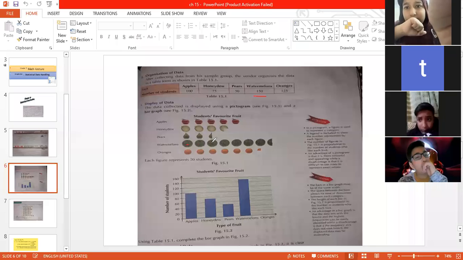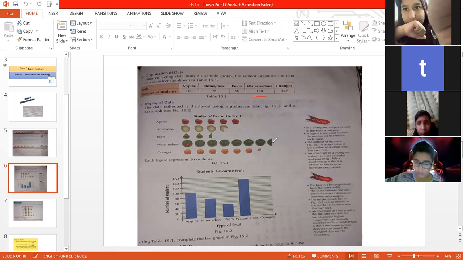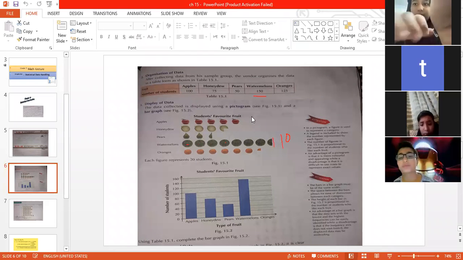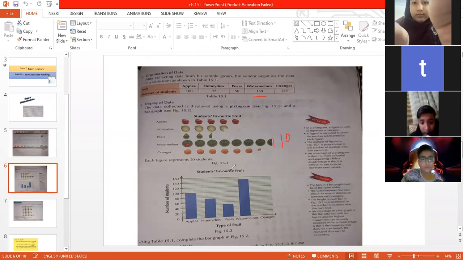40 plus 20 is 60. 60 plus 20 is 80. 80 plus 20 is 100. 100 plus 20 is 120. 120 plus 20 is 140. And half of the watermelon is representing 10, since a whole one is 20. Clear? Okay, thank you. Now come towards the bar graph.